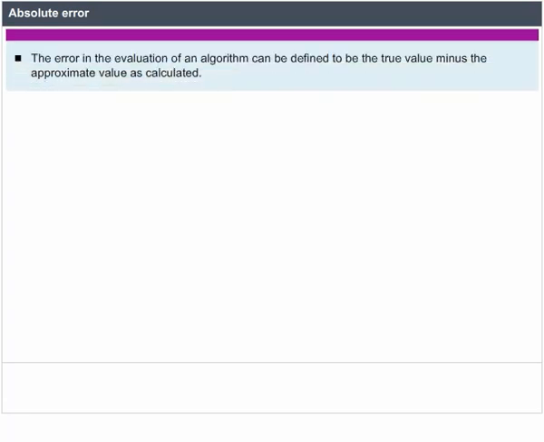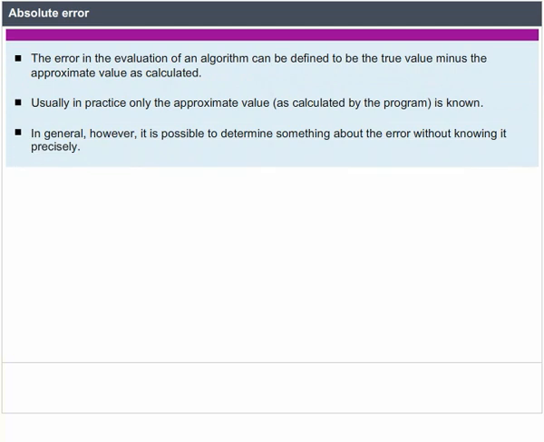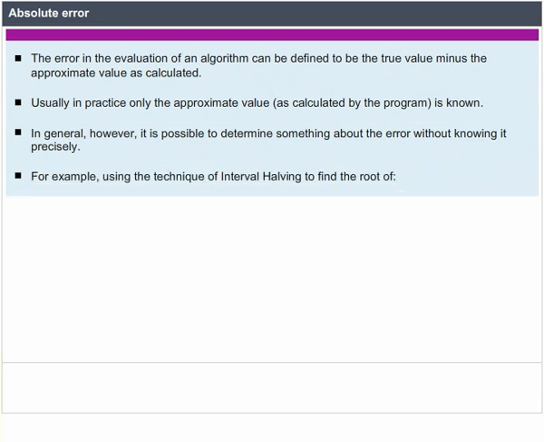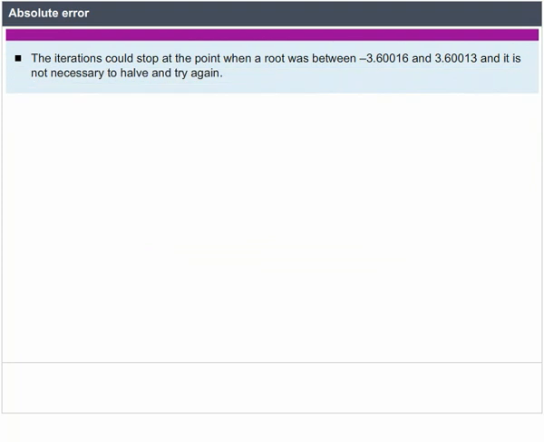Absolute error. The error in the evaluation of an algorithm can be defined to be the true value minus the approximate value as calculated. Usually, in practice, only the approximate value as calculated by the program is known. In general, however, it is possible to determine something about the error without knowing it precisely. For example, using the technique of interval halving to find the root of 4 minus 9x cubed minus 2x squared plus 120x minus 130, the iterations could stop at the point when a root was between minus 3.60016 and minus 3.60013, and it is not necessary to halve and try again.